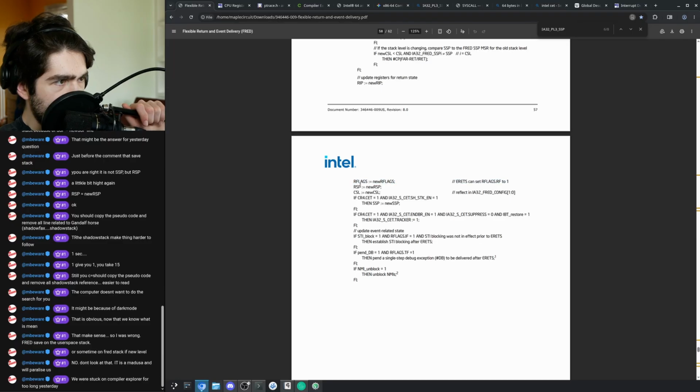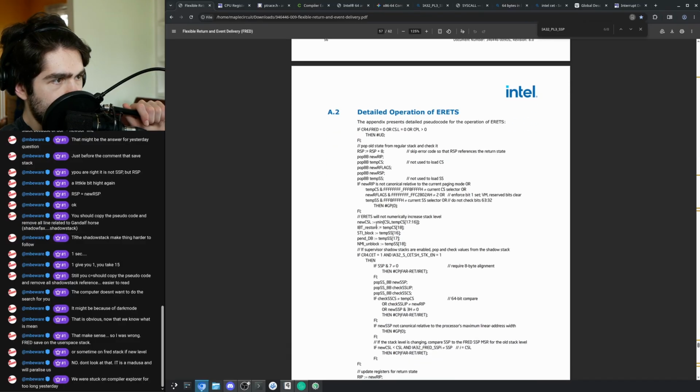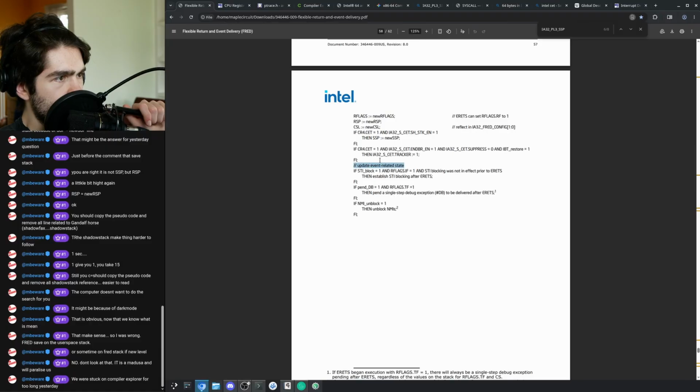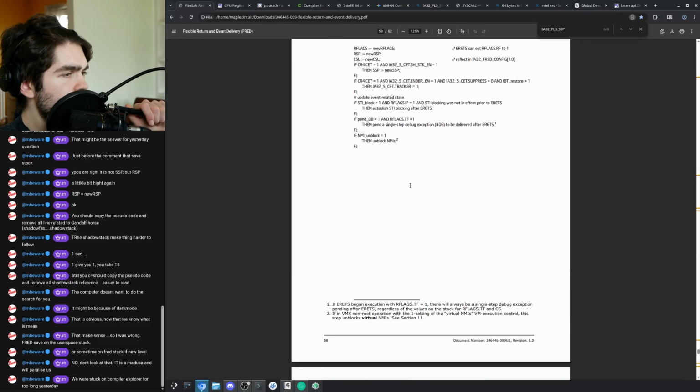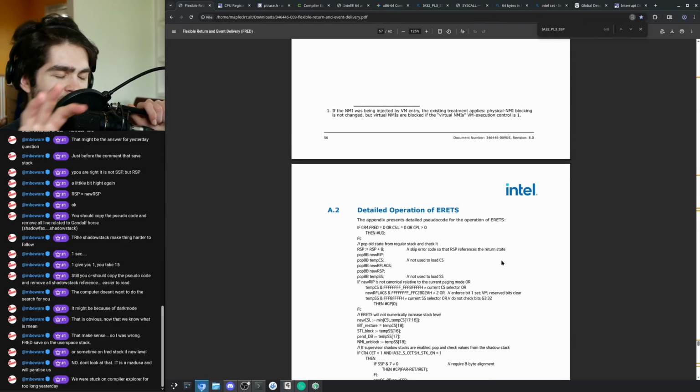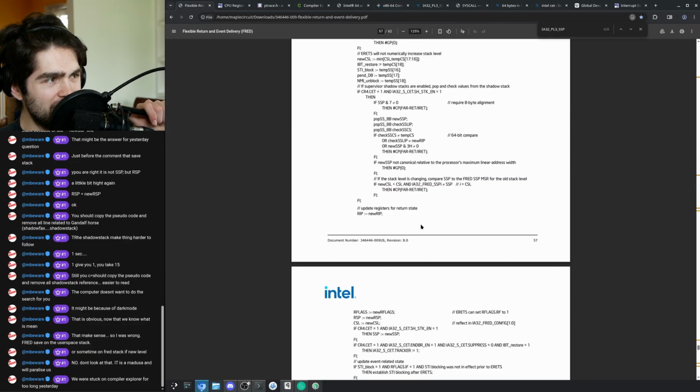Okay, the flags, the stack, the new CSL, so the current stack level that we have calculated here. If CR4.CET, so if we have shadow stacks, we set the shadow stack. Okay, update events relative to that. So to very simply say all of this, when we have a return to system, we just load whatever we left on the stack. It's that simple. Okay, cool.